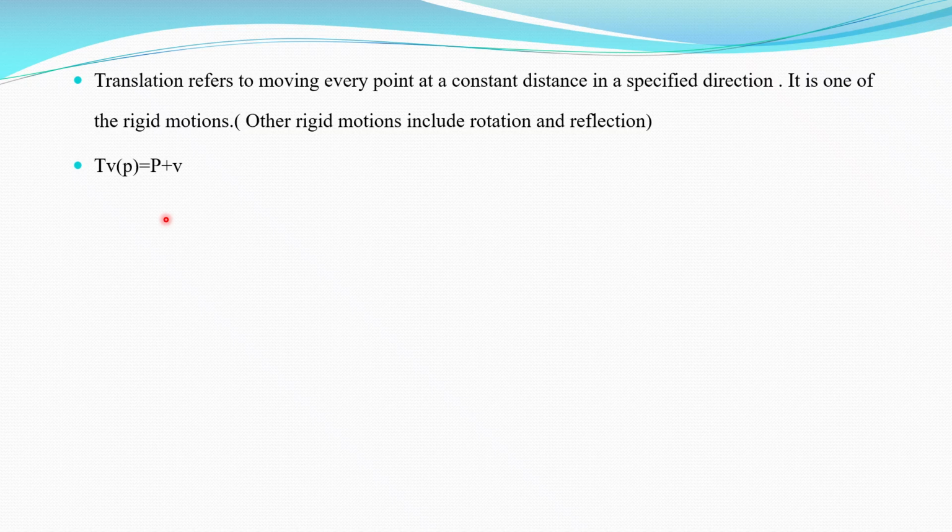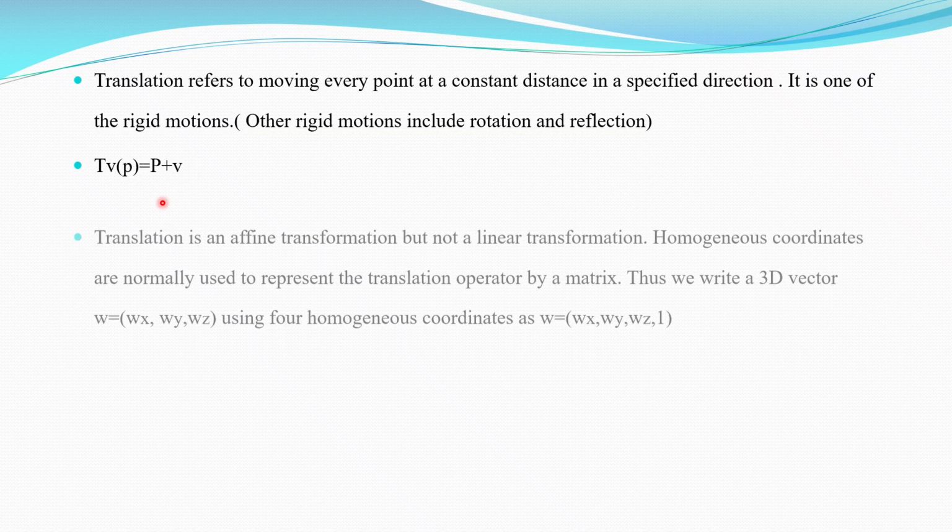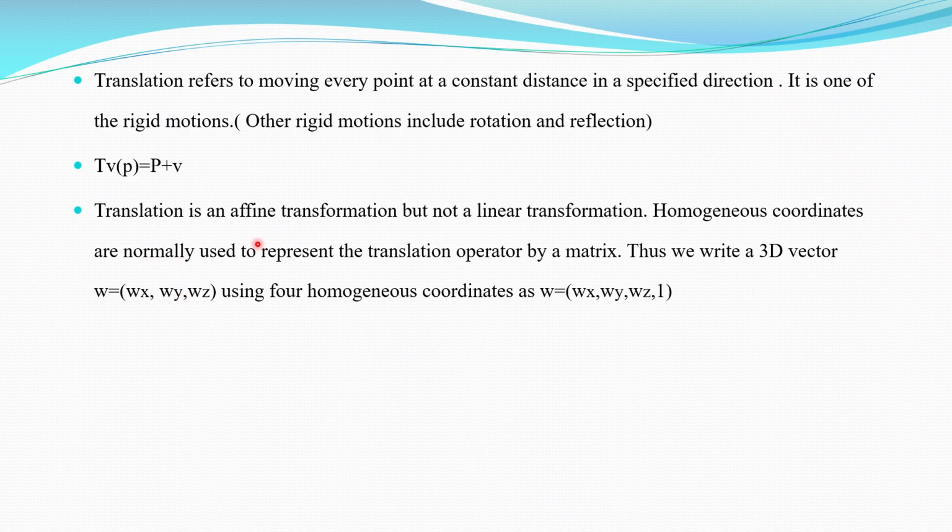Translation equals p dash plus a v. Here v is nothing but our vector. So translation is a transformation, but not a linear transformation. With homogeneous coordinates, we normally represent the translation operator by a matrix.